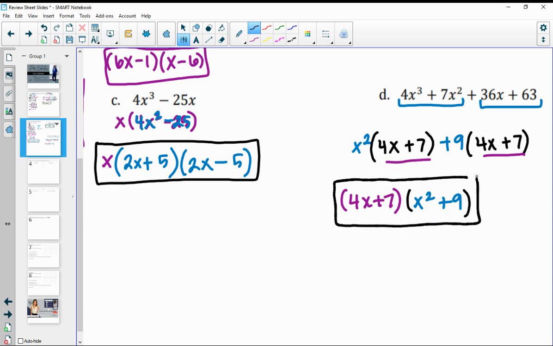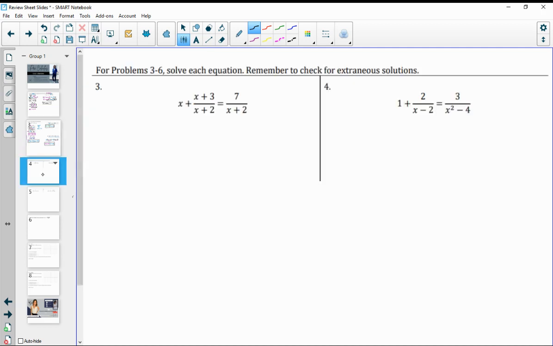So this x squared plus 9 is kind of like this one, except this one had a minus. So that was a difference of squares. We can't factor a sum of squares. So this is already factored as far as it can go.